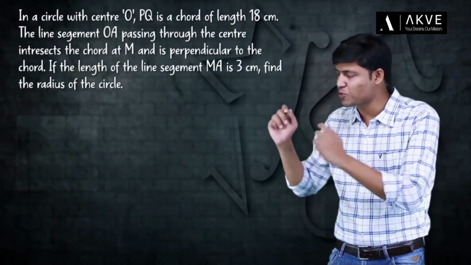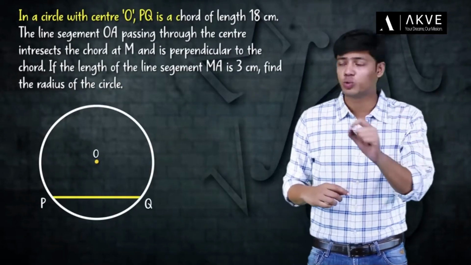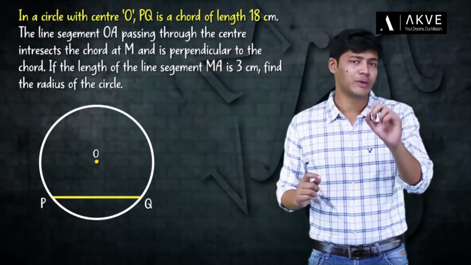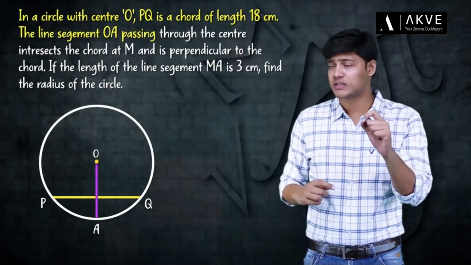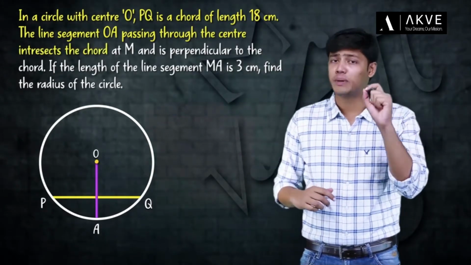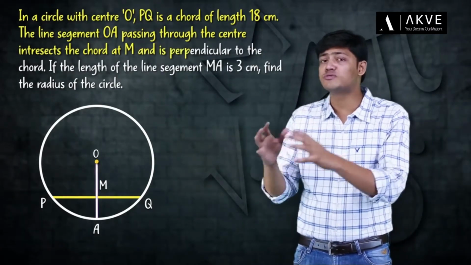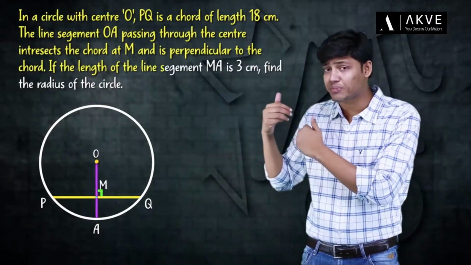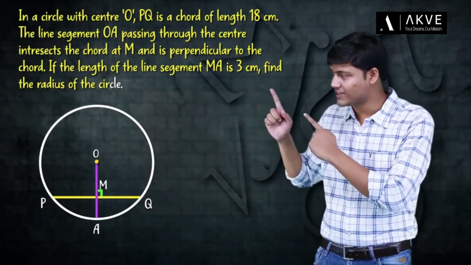So, here is our problem. In this problem, there is a circle with center O and PQ is a chord. The length of the chord PQ is given to be 18 centimeters. The line segment OA passes through the center of the circle and intersects the line segment PQ at M, and it is given that OA is perpendicular to PQ. If the length of the line segment MA is 3 centimeters, we have to find the radius of this circle.